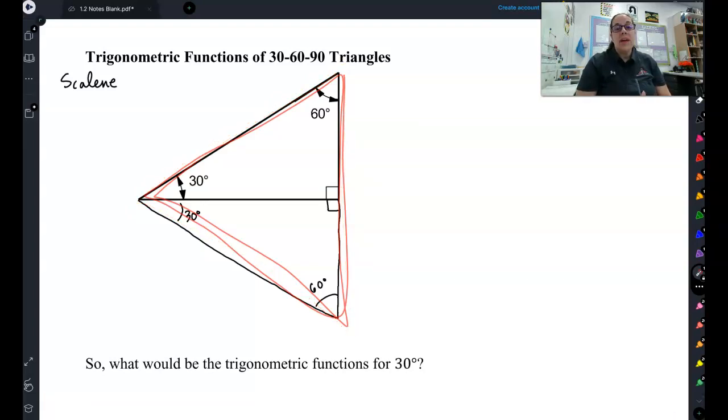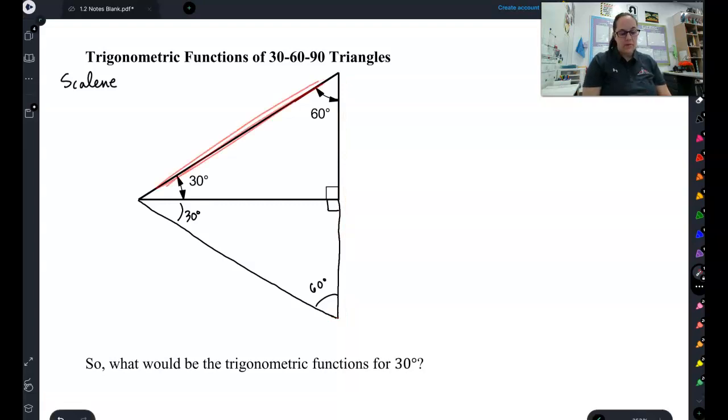Since all the angle measurements are the same, that means all three side lengths are the same. This one, and this one are all the same length. That is what we call an equilateral. An equilateral triangle has all three sides the same, or all three angles the same. Now, the reason we're going to do this is going to help us.